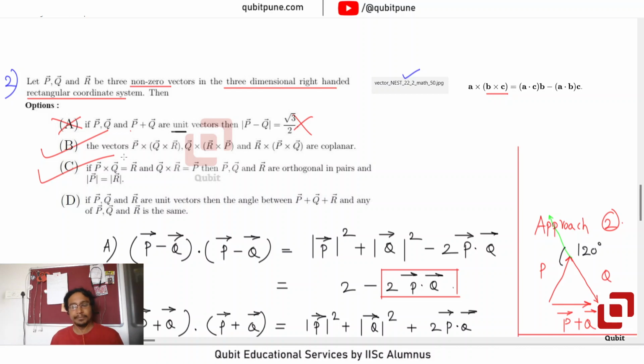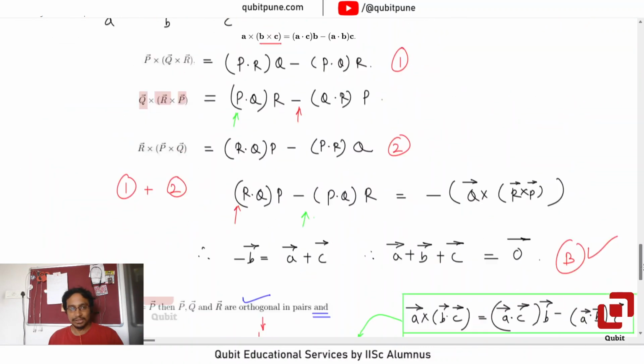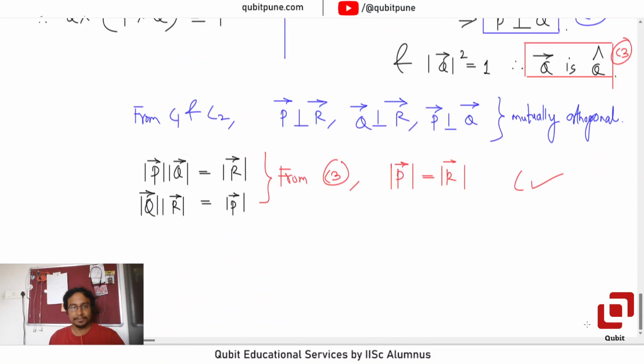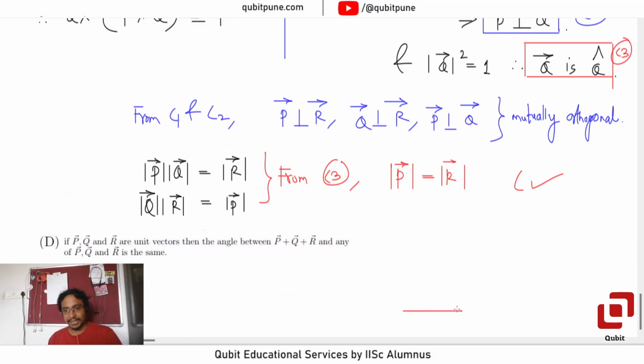How about D? If P, Q, R are unit vectors and the angle between P bar plus Q bar plus R bar and any of P bar, Q bar and R bar is the same. I don't think that is true, and we can easily disprove it by considering a counter example. Look here. Suppose P bar is I cap.